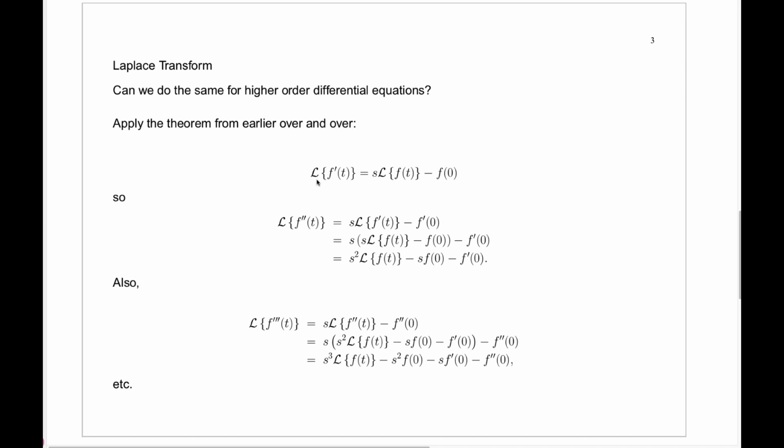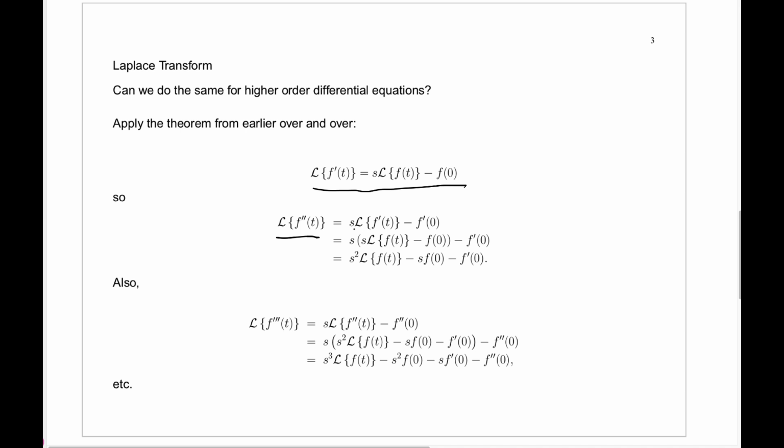Here was our formula before for the Laplace transform of the first derivative, f prime of t. You just get s times the Laplace transform of f, and then you subtract the value of f at 0. Well, if we want to find the Laplace transform of f double prime of t, we just apply this earlier formula to f prime. In other words, that's just s times the Laplace transform of f prime minus f prime of 0. That's this exact formula with f prime in place of f.